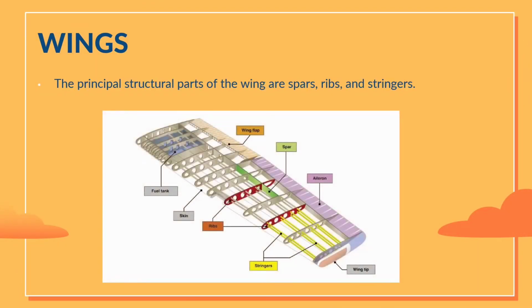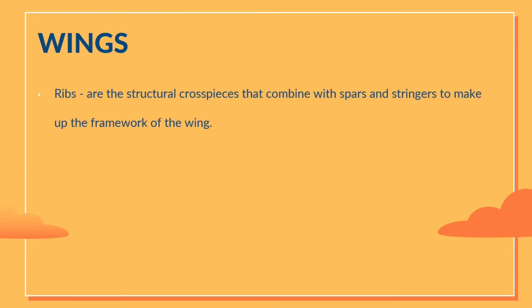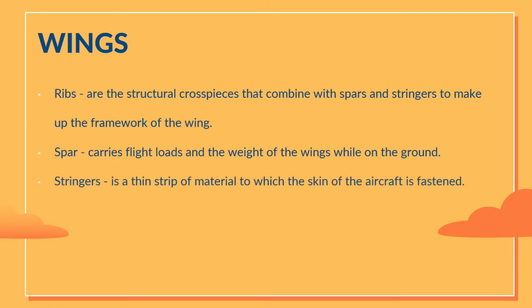Now, these are the principal structural parts of the wings: the spars, the ribs, and the stringers. The ribs are the structural cross pieces that combine with spars and stringers to make up the framework of the wing. The spar carries flight loads and the weight of the wings while on the ground, and the stringer is a thin strip of material to which the skin of the aircraft is fastened.